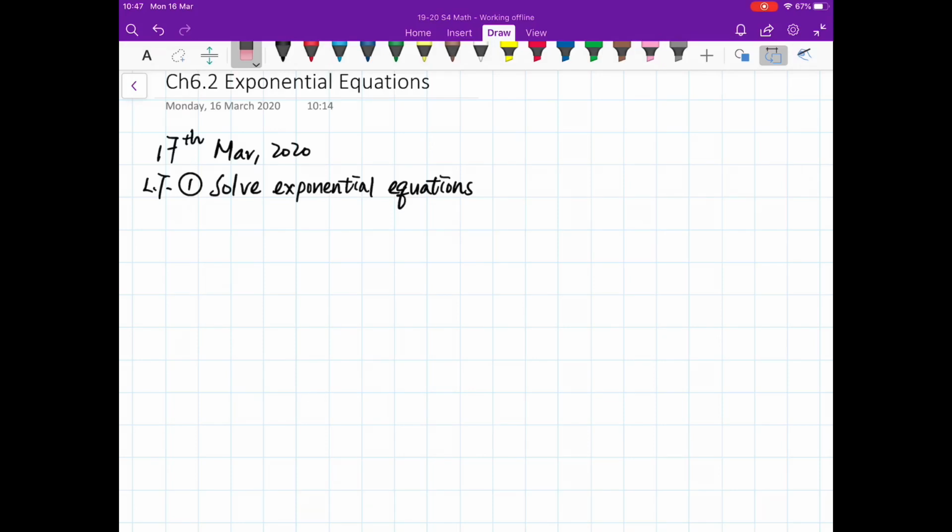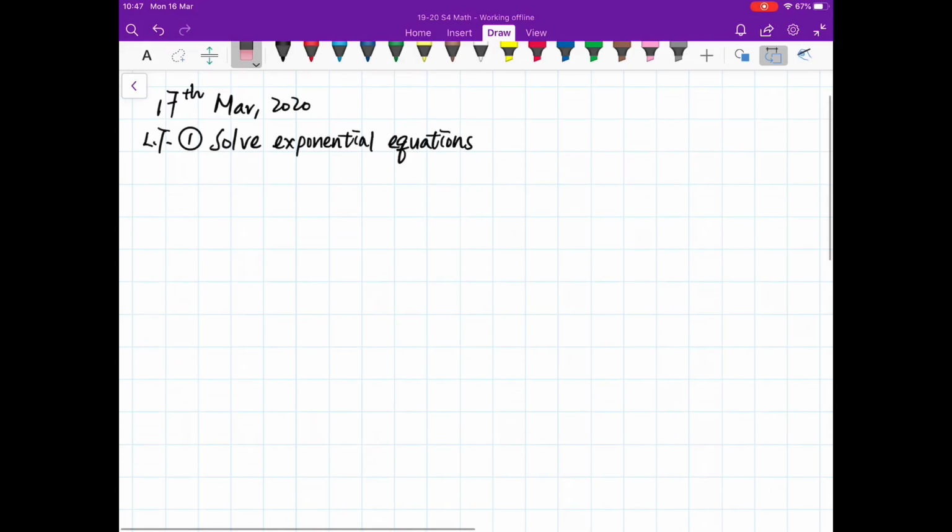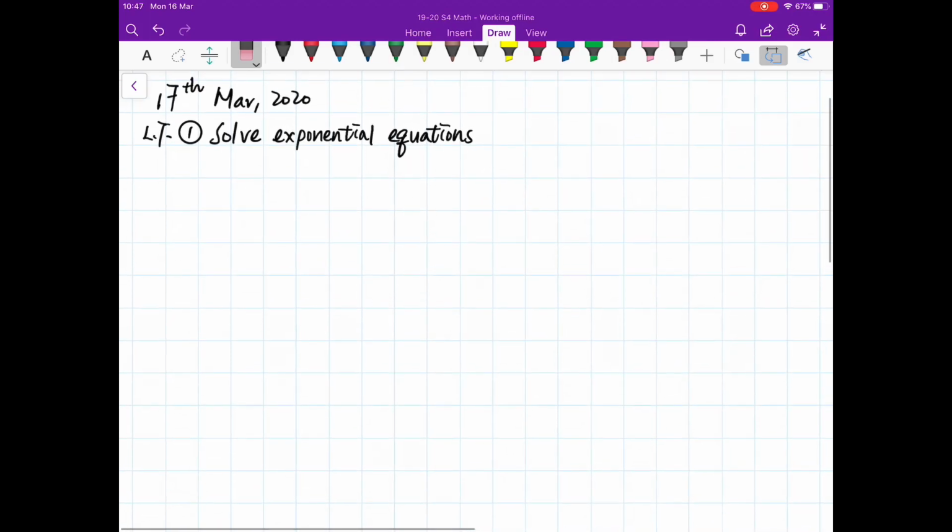Hi everyone, today I will start teaching section 6.2 exponential equations. So please turn to a new page of your notebook, write down the date of today and the learning target. Solve exponential equations. So first, I will tell you what is an exponential equation, so please mark it down on your notebook.